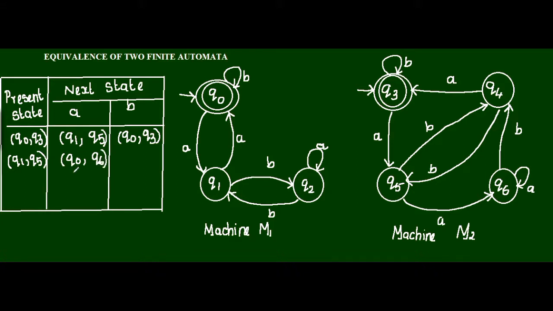Now check this pair Q0 and Q6. Q0 is a final state whereas Q6 is a non-final state. So always we should have a pair with either both final states or both non-final states. Here one is final, another one is non-final. So we are going to say this machine is not equivalent. Machine M1 is not equivalent to machine M2.